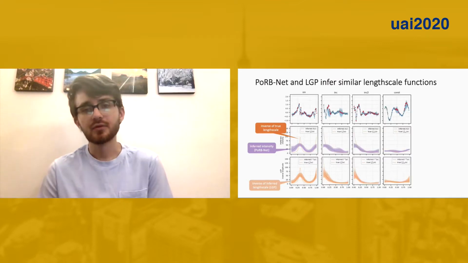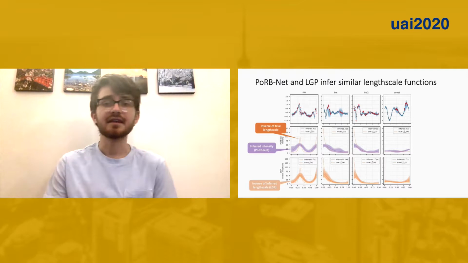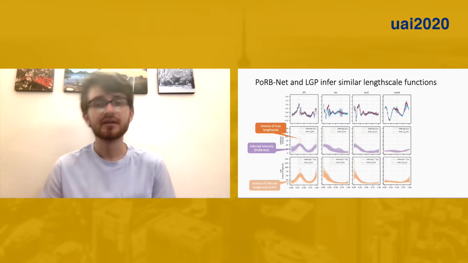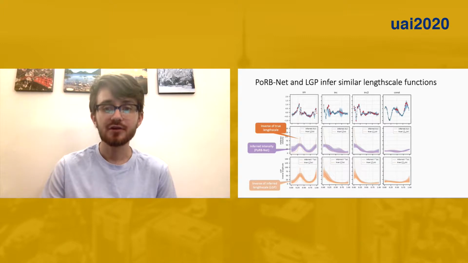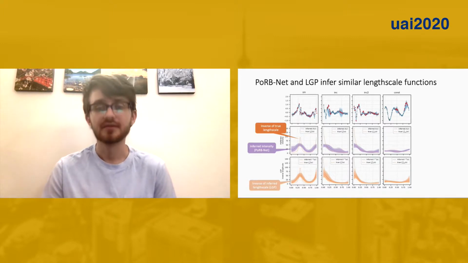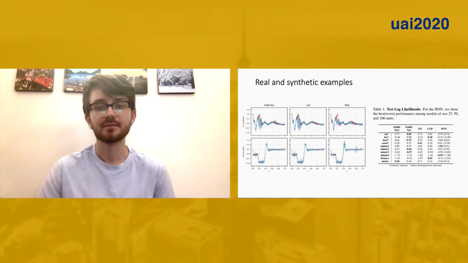So here's a few more synthetic data sets, each with different ground truth length scales. In the second and third columns, the inverse length scale decreases from left to right. The only difference is the second column has a gap in the data. And in the last column, the ground truth length scale is constant. Notice that PoRB-Net and the LGP infer qualitatively similar length scales in all cases.